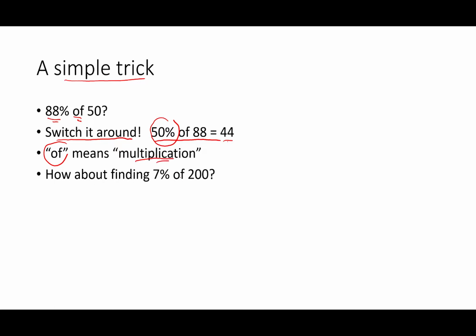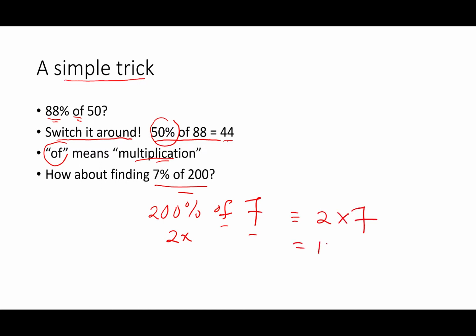So 7% of 200, how would you do that? Right, now you can change it into 200% of 7 by switching around. 200% of 7, and as I have told you, 200% means 2 times, okay, of 7. Alright, so this one is equivalent to 2 times 7. Okay, so it will be 14. So 7% of 200 is 14. Okay, you can do that by switching the question around.